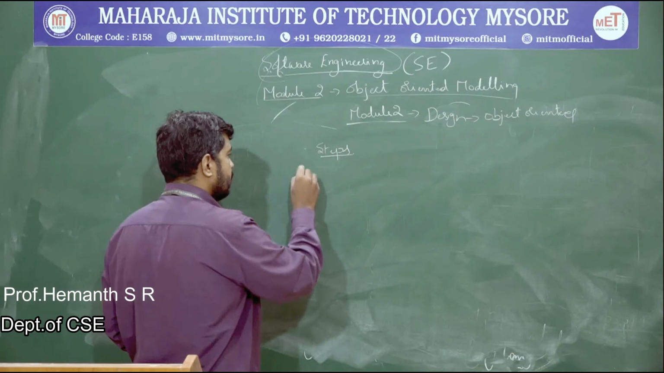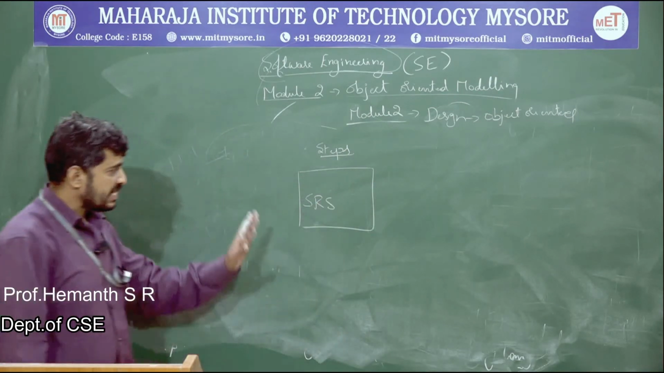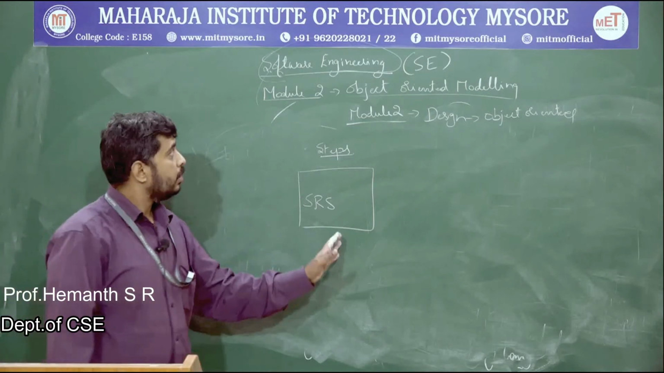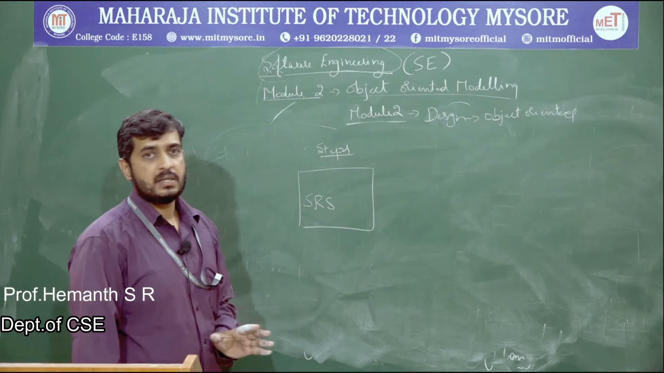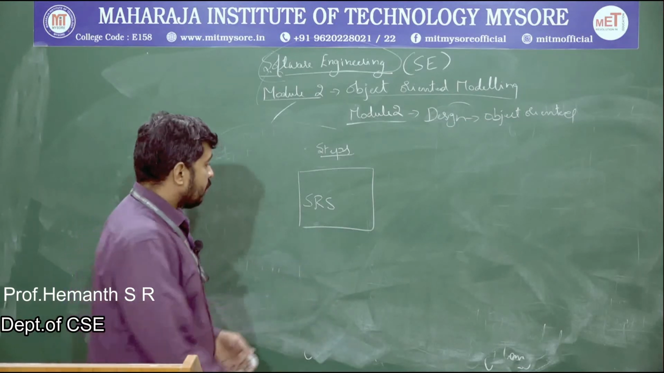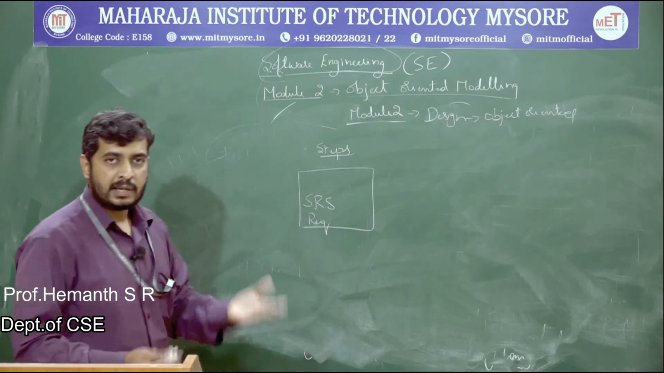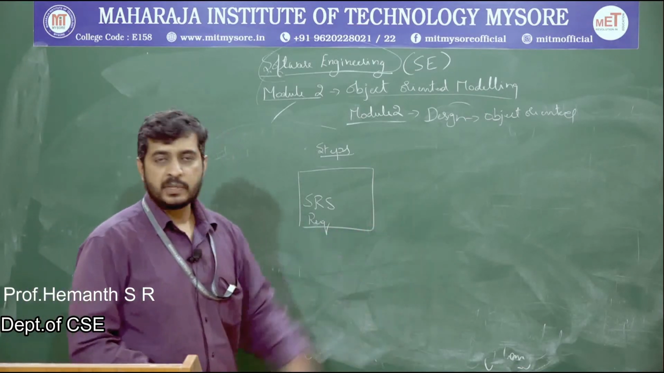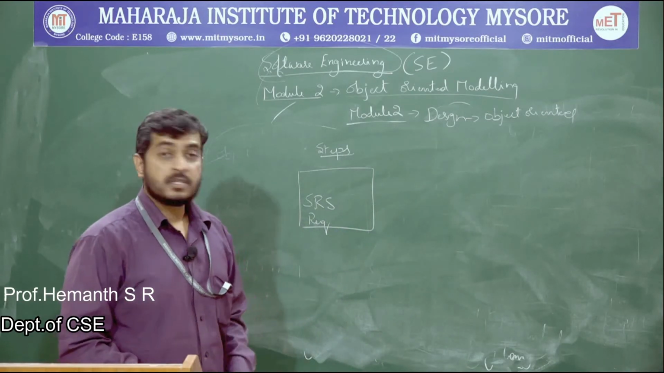First we have the SRS, already this was specified. So SRS is the starting point, the starting stage in object oriented modeling. We need to have the SRS. Why SRS? All the requirements of the clients are there. So you should understand what the client wants, then only you can start designing and developing the software or system.